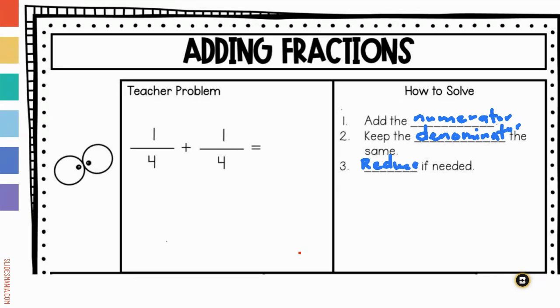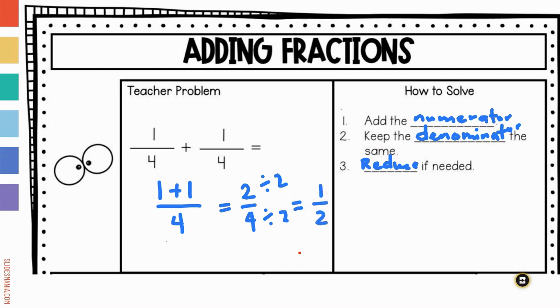So in this example, we have 1/4 plus 1/4. So I'm going to start off by adding the tops. So 1 plus 1. And then the bottom stays the same. So that's 4. So 1 plus 1 is 2 over 4. And then I can reduce that. So I'm going to divide the top and the bottom by 2. And I get 2 divided by 2 is 1. 4 divided by 2 is 2. So 1/2.